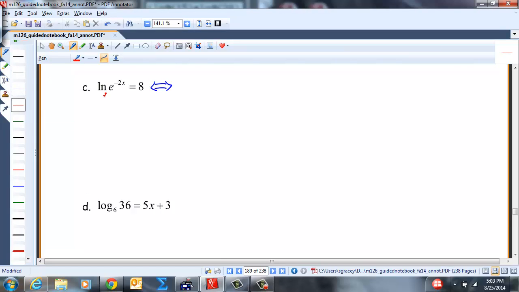Good. The base is e, remember? So you'll get e. All right, so a logarithm is an exponent. So e is going to be raised to the eighth. And then you're going to get what's inside over here, which is e to the negative 2x. But notice we have e to the eighth equals e to the negative 2x. So we can use that skill where we equate the powers. So 8 is equal to negative 2x. Negative 4 is equal to x. And you're done.